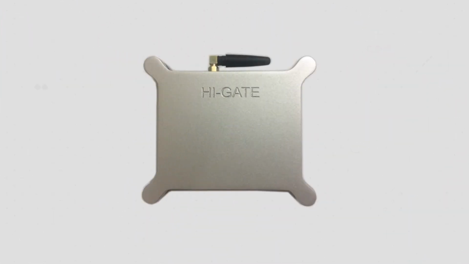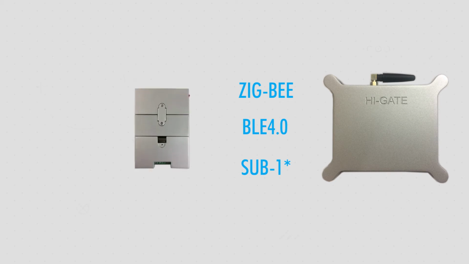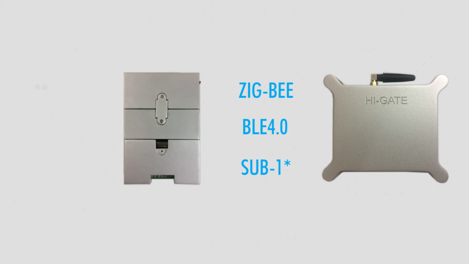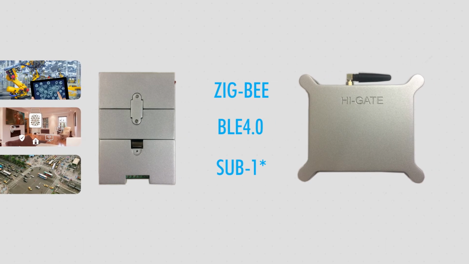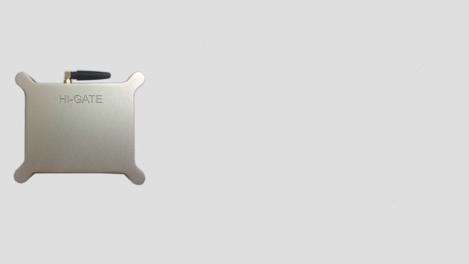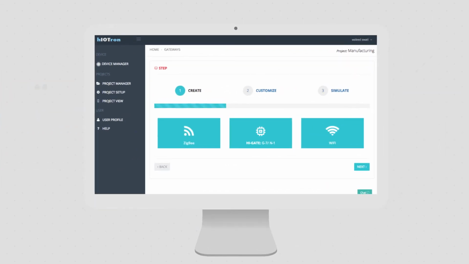How does it work? HiGate is completely a modular and fully tested enterprise IoT gateway, which supports multiple inbound connectivity protocols such as Zigbee, BLE 4.0, Sub-1 to connect to various HiNodes, which are wireless sensor nodes equipped with sensors, data collection, control, wireless transmission, and better power management features with solar charging for consumer, industrial, and outdoor IoT applications. It also supports multiple outbound communication protocols such as Wi-Fi, GSM, GPRS to connect to Hiotron IoT platform, which is an enterprise and fully codeless IoT platform designed to help you to build an IoT prototype for any application in just 3 simple steps. Create, customize, and simulate.